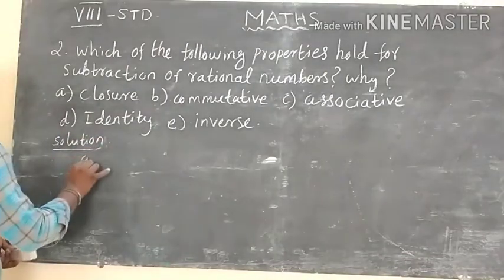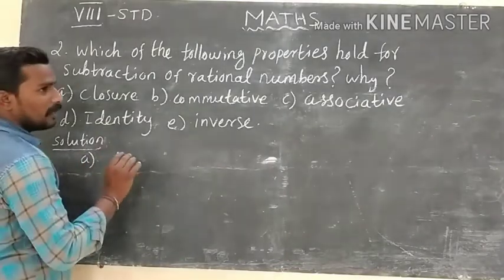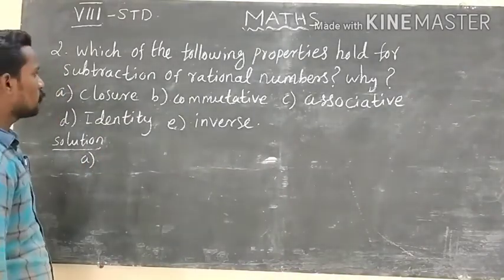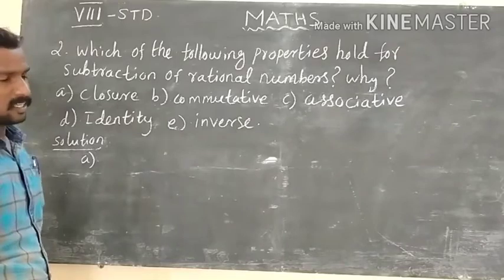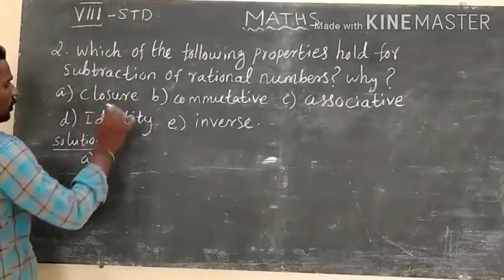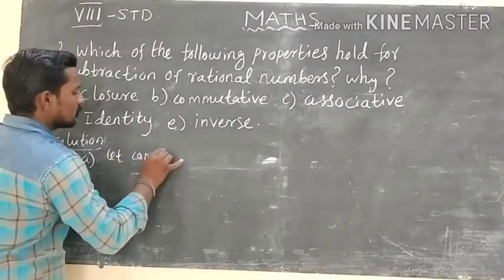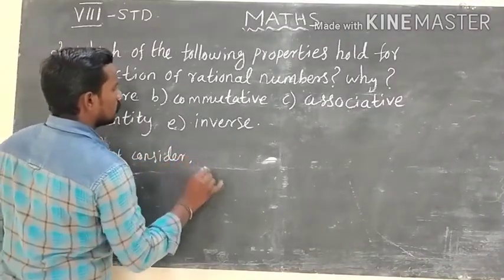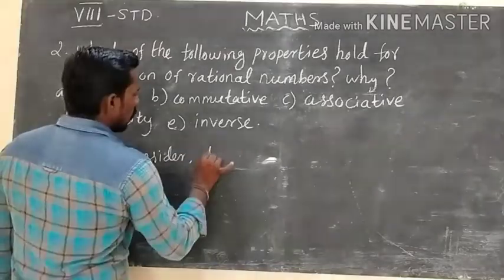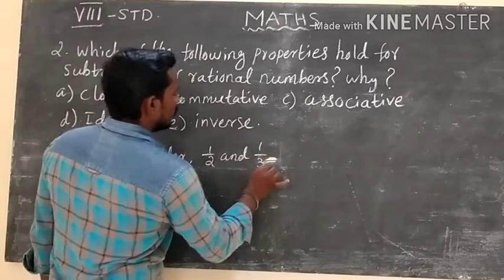the first one is closure property. When I select any two rational numbers, the subtraction of two values is also a rational number. So closure property is true under subtraction. Okay. So let's consider 1 by 2 and 1 by 3.